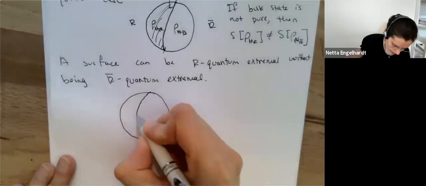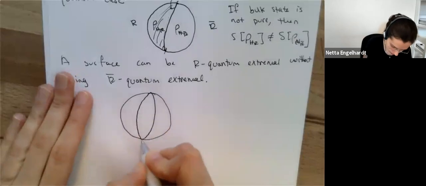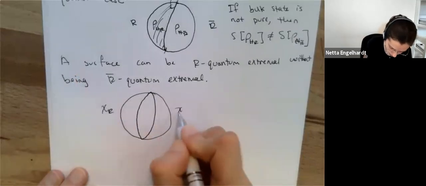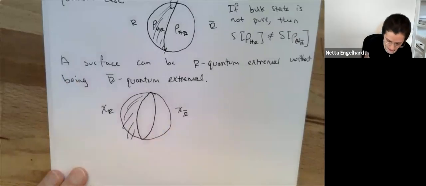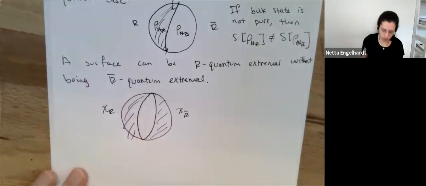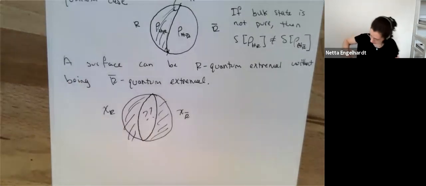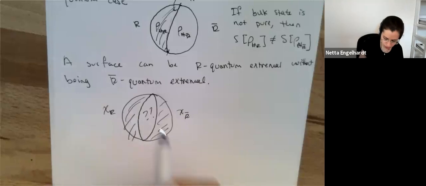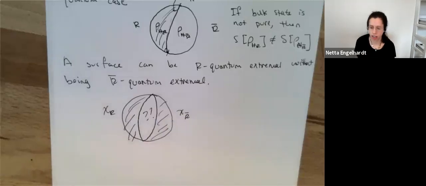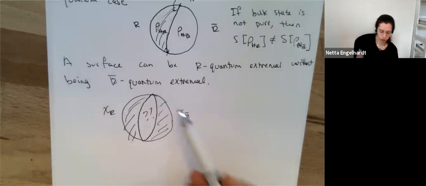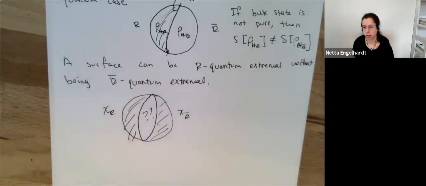So this is chi R, this is chi R bar. This is the entanglement wedge of chi R. This is the entanglement wedge of chi R bar, and this is no man's land. So this is the right quantum extremal surface, this is the left quantum extremal surface, and then you have this region in the middle here, which does not belong to either one of the two wedges. And of course, entanglement wedge reconstruction suggests that the natural thing to do is to somehow associate this to the purification of the mixed bulk state.